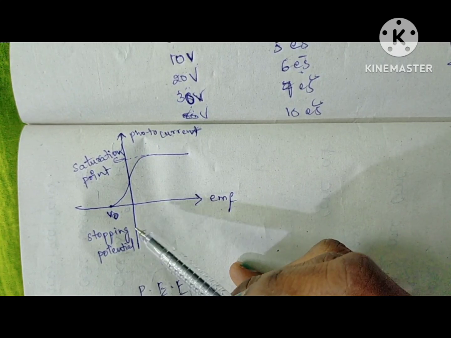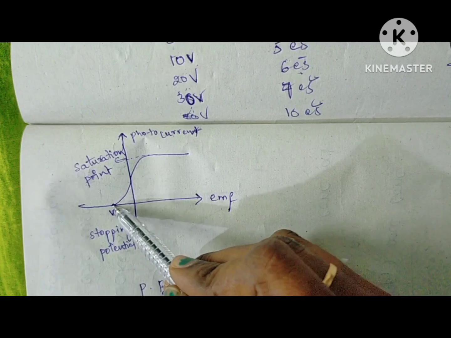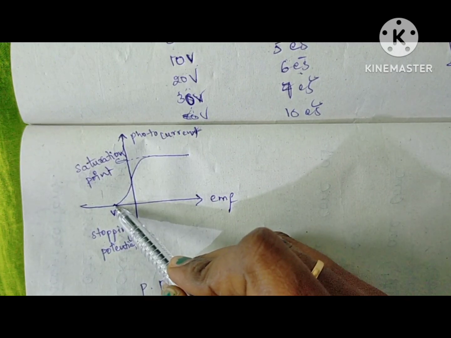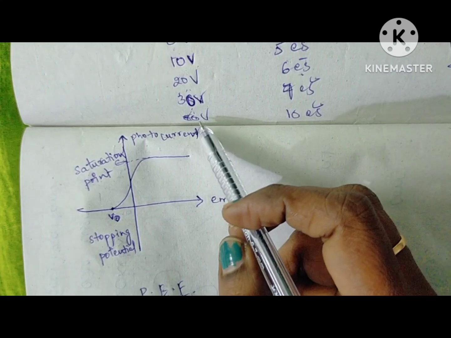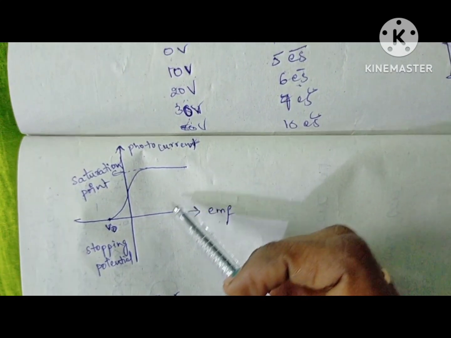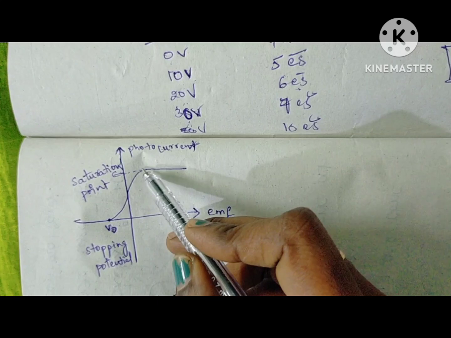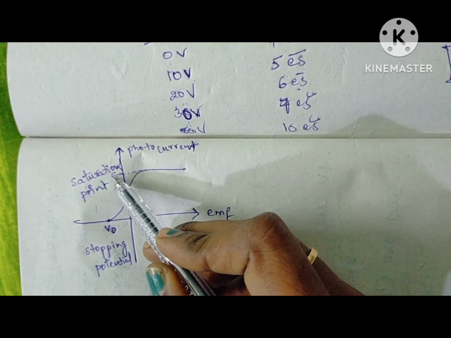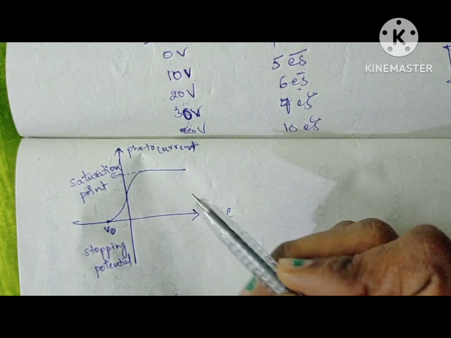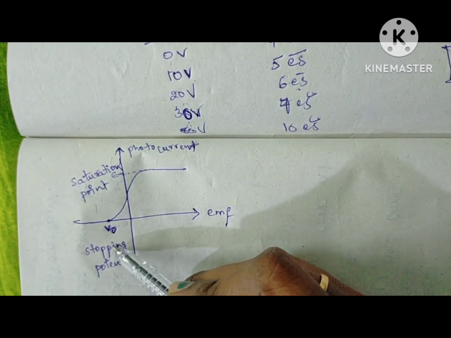So here V0 is the potential. If you take this potential as 0, this is the starting point. If we increase it to 80 volts, if you raise the battery value to 80 volts, the number of electrons reaching the anode is 10. So this is the maximum level. This level is called the saturation point. So here V0 is the stopping potential.